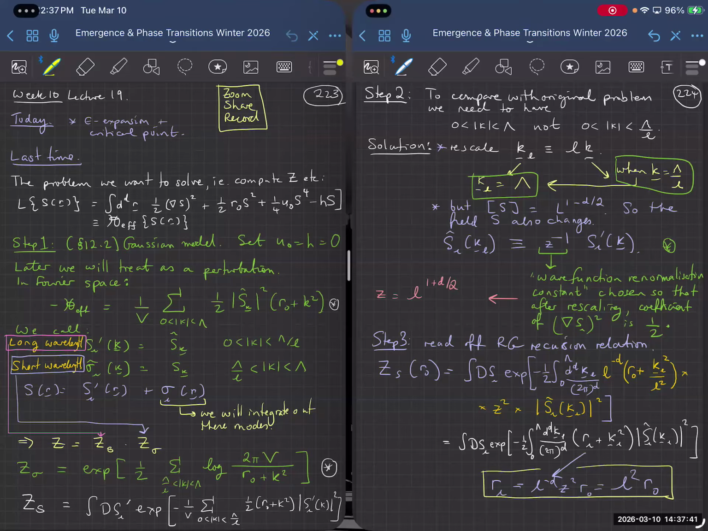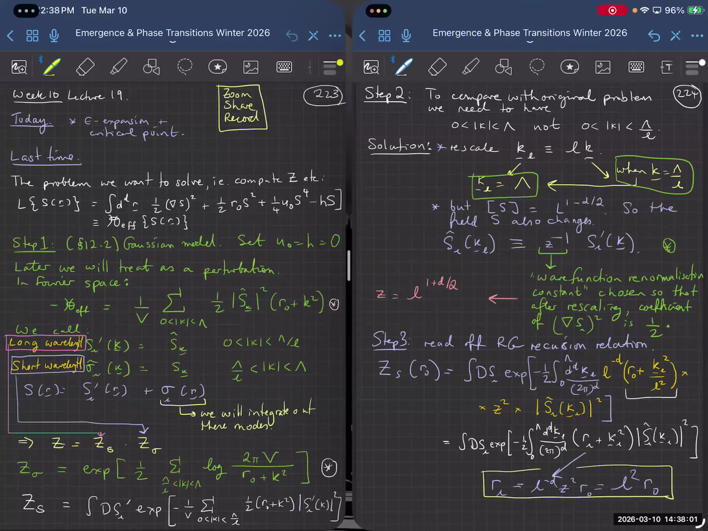So we get that, and then we define this term in brackets here. We define that to be RL plus KL squared, and so we can then read off that RL is just L squared times R naught. And that's the one step of the renormalization group.